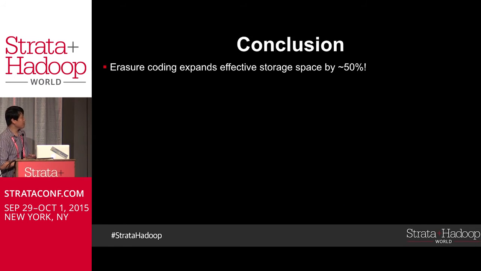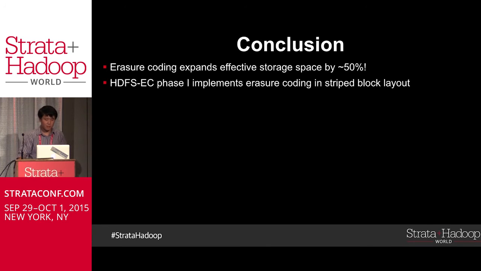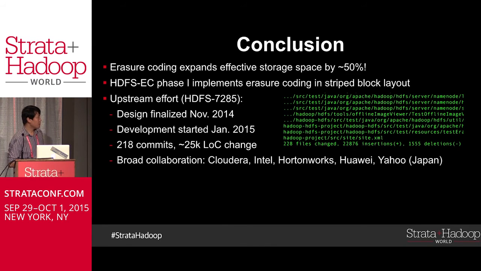So in conclusion, erasure coding expands the effective storage capacity by, it's not by 50, it's by 100% actually. It's cutting the storage overhead by 50%. In phase 1, we implemented erasure coding in striped block layout, and we do plan to support the contiguous layout in phase 2.